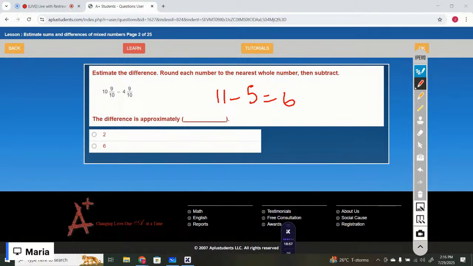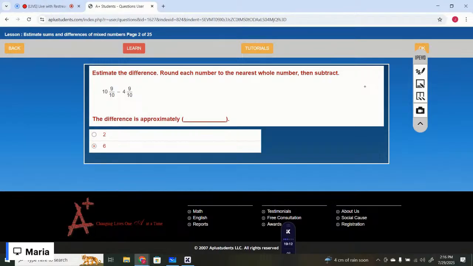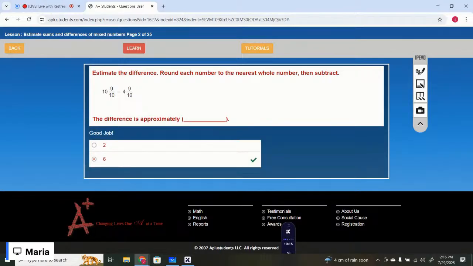The correct option is 6. Option number 2 is the correct option.